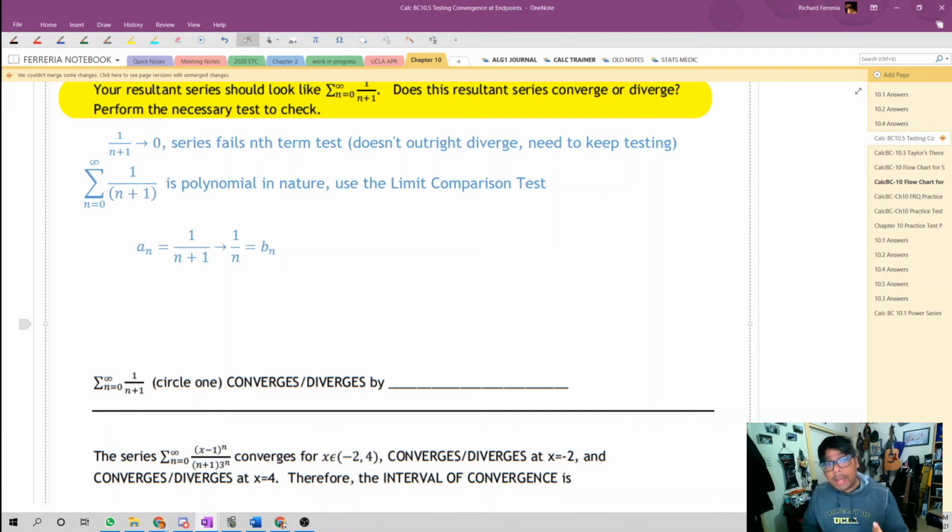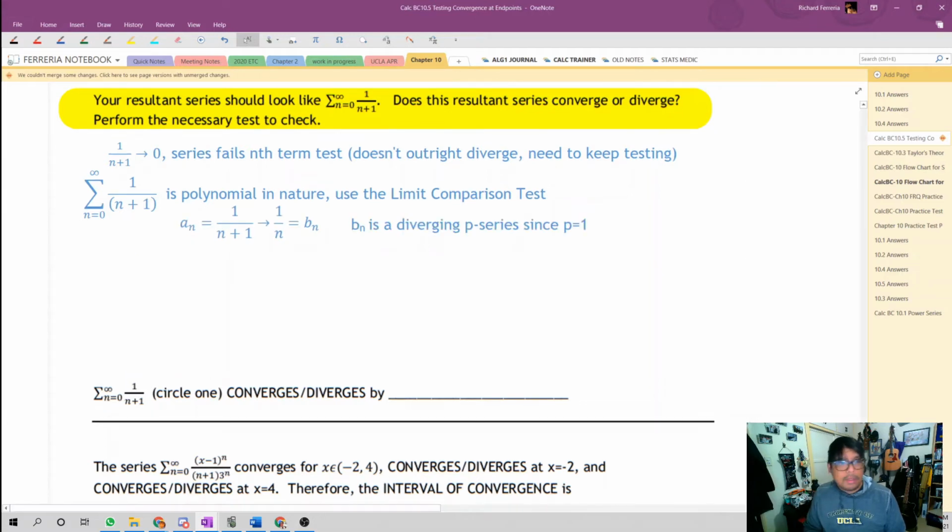Now, 1 over n is a p-series, and the p is equal to 1. So this is a diverging p-series. B is the diverging p-series since p equals 1. Since p is equal to 1, this particular series has a name, and it is called the Harmonic Series. If you want to impress your calculus teacher, you can call it the Harmonic Series. That only applies to 1 over n.